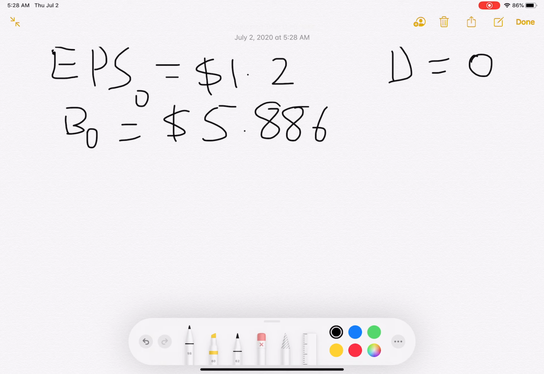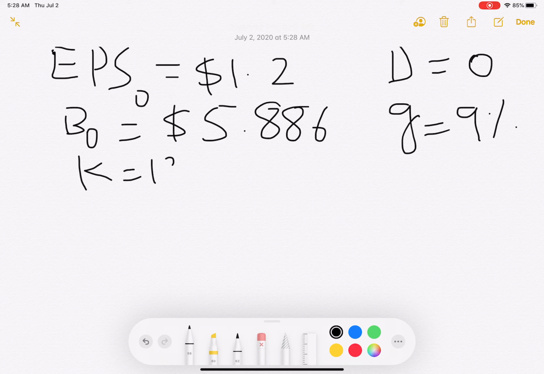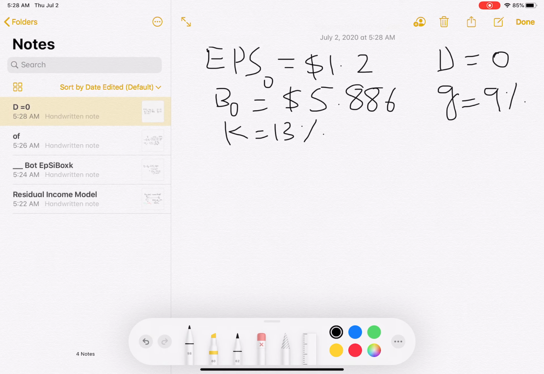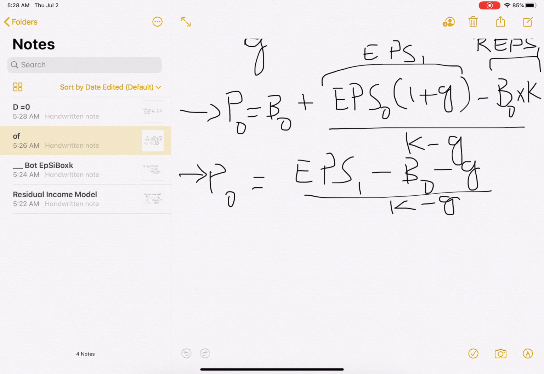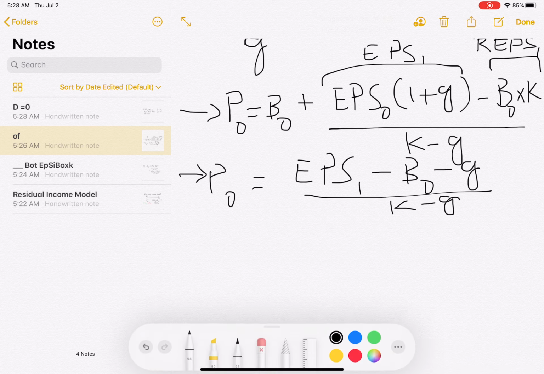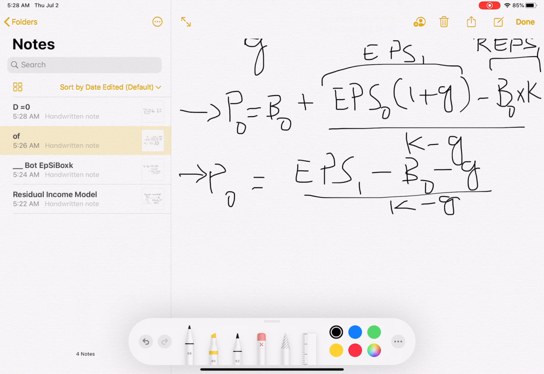And if we assume that the earnings will grow at a constant rate of 9%, again this is a big assumption, but if this is the assumption and the required rate of return is 13%, then as we have just seen, we can use either of these two formulas to find the answer. So we can easily use at this time the top one, this formula, and find the answer.